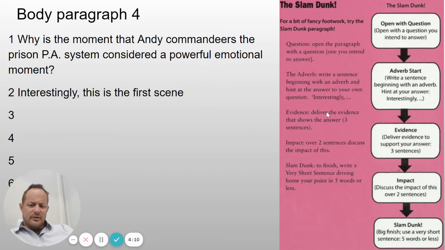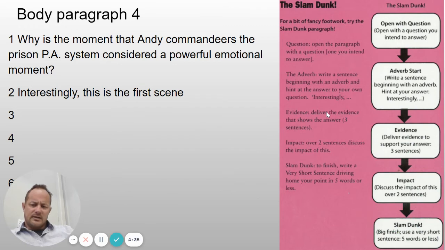Now, this paragraph is going to be more along the lines of, why is the moment that Andy commandeers the prison PA system considered a powerful emotional moment? So we're going to talk a little bit about Andy and why he would choose to do that. And as you can see, our slam dunk paragraph structure, we open it with a question we intend to answer. Why is the moment considered a powerful emotional moment?